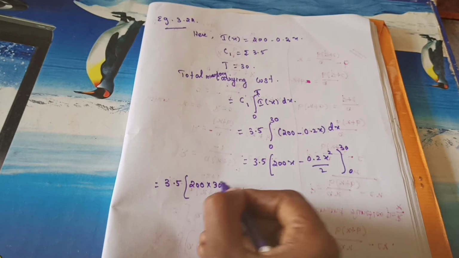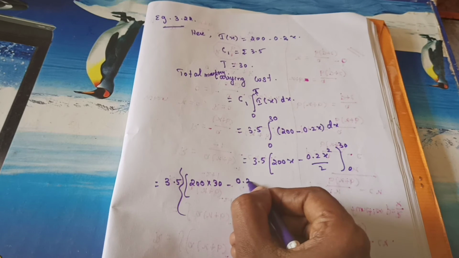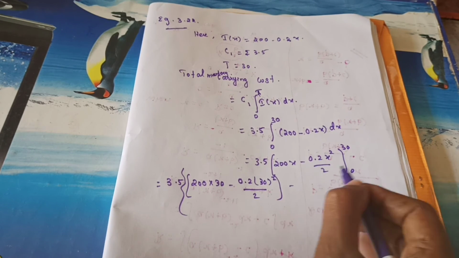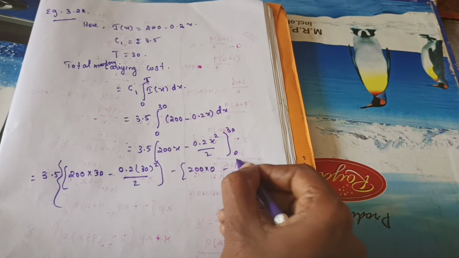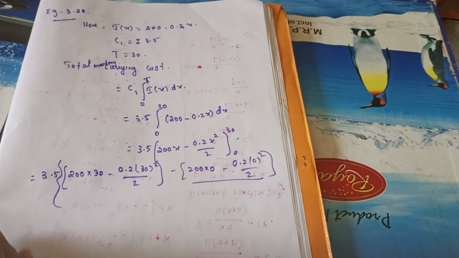200 into 30. This 3.5 is common for both. Minus 0.2 into 30 square divided by 2. Minus 200 into 0 minus 0.2 into 0 square divided by 2. Anyhow, this value will become 0.